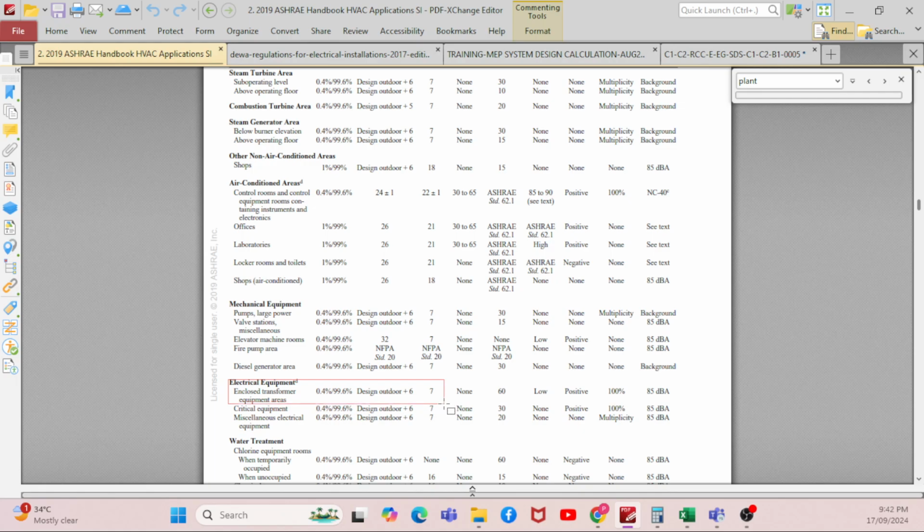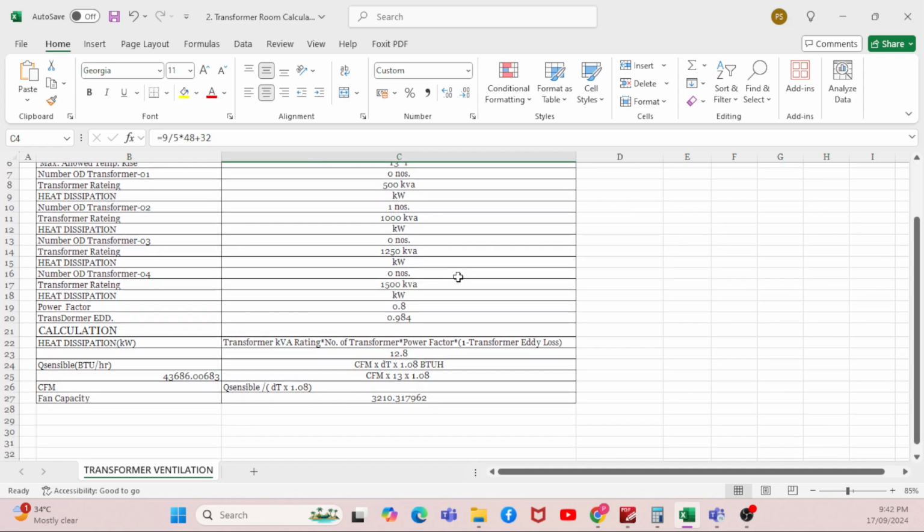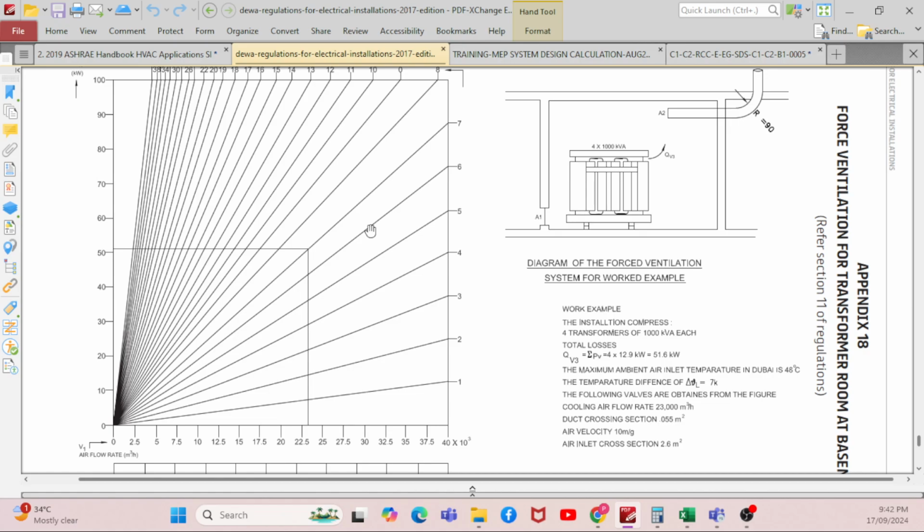So that 7 is basically the delta T that we have to ensure. If we take the outdoor temperature minus the temperature in the room, that is design temperature plus 6, it should basically be minimum 7. Yes, minimum 7. Understood. Got it. It's clear. So this is the way you can calculate, by using the formula or by local code, local regulations. You can use the same by using the chart.